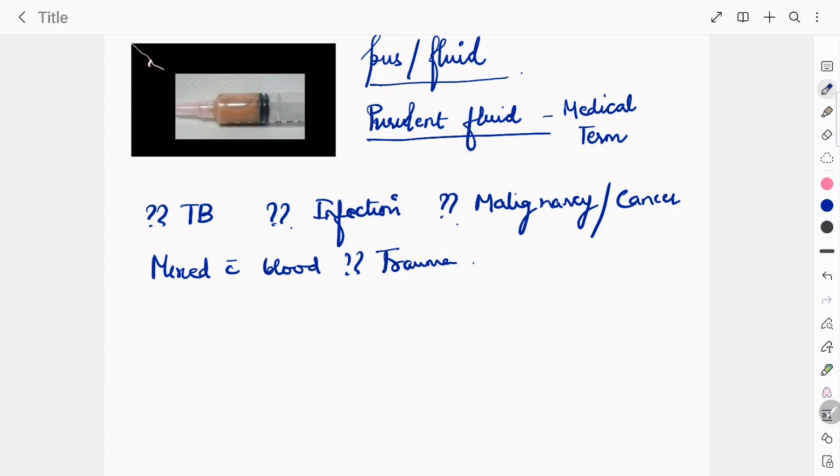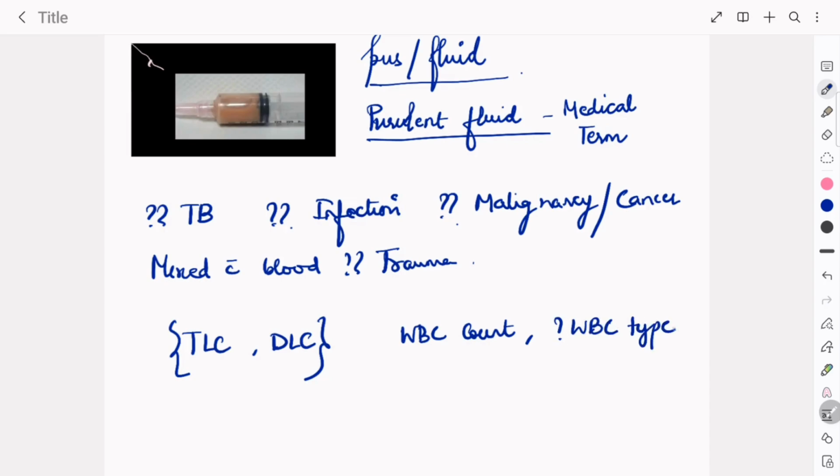Now what are the tests? Straight go to the test. What are the tests which we will conduct on this pus or purulent fluid, and let's find out what will happen out of those tests. First should be TLC and DLC. WBC count, total leukocyte count, and what kind of WBC. Very important. First step.